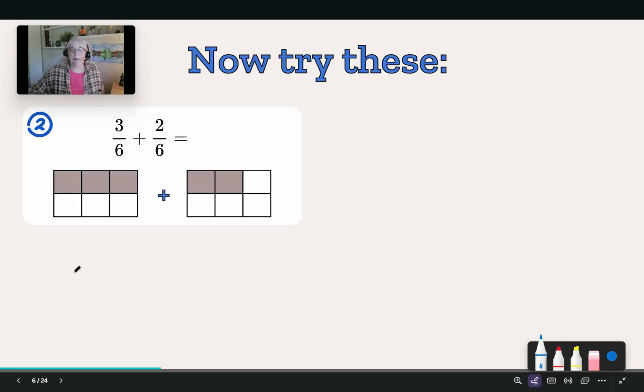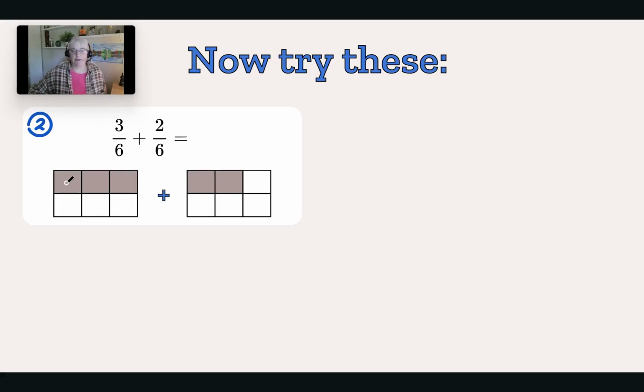For this example, we now have cut the whole into 6 parts. The first part has 3 shaded, 3/6, and we're adding 2/6 to that. So pause the video if you need to, solve this problem, and come back and see if you got it right. Altogether, we still have 6 pieces. 3 and then 2 more, 3 plus 2 is 5. So the answer to 3/6 plus 2/6 is 5/6.